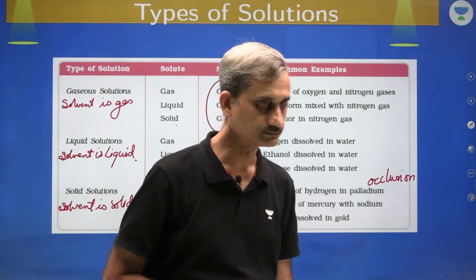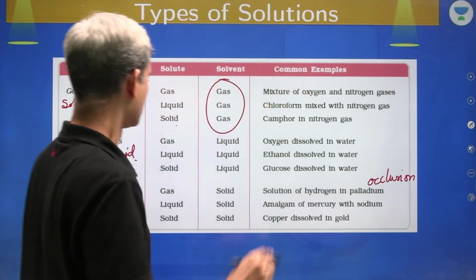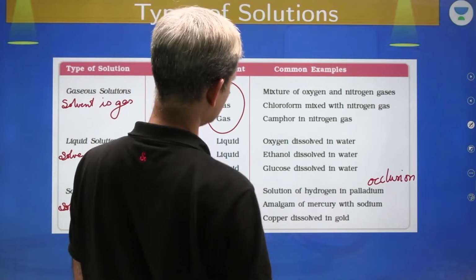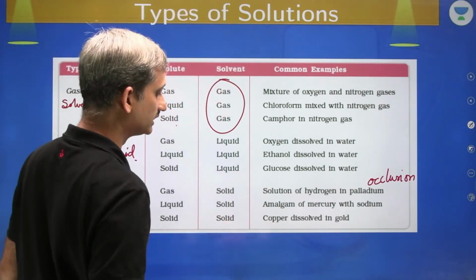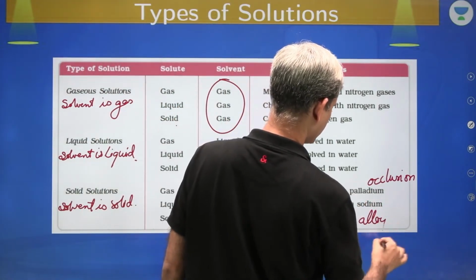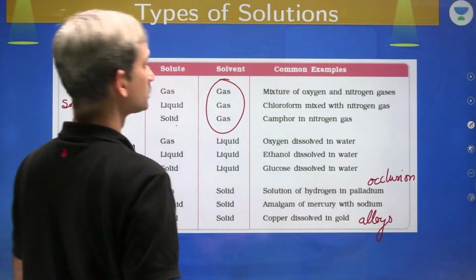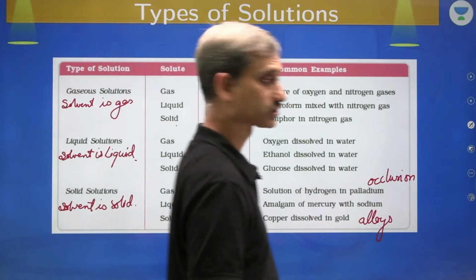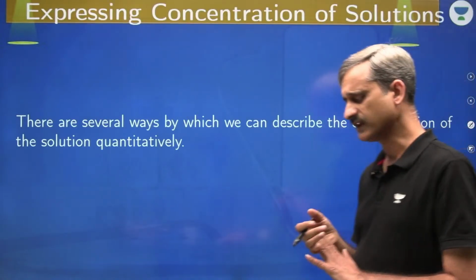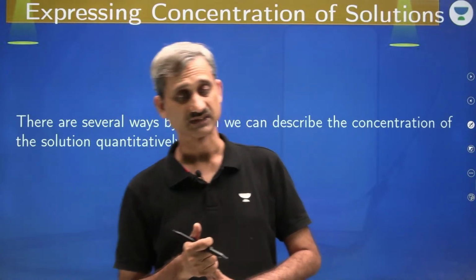Clear? Liquid and solid, amalgamation of mercury with sodium, and solid with solid, all the alloys. These are alloys. So that is what we have as the classification of the solutions. Any kind of confusions here? Once we have talked about the solutions, what are they? How do we classify the solutions?